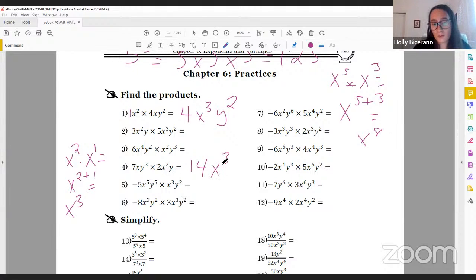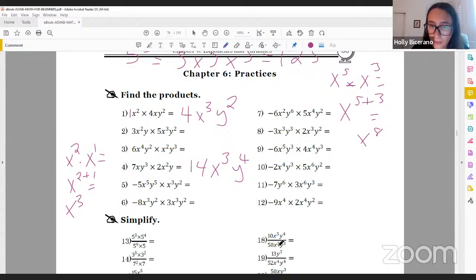Okay, and then we have y to the power of 3 times y. And you should get y to the power of 4 for that, because 3 plus 1 is 4. So you should see how we're keeping the bases the same. We're just adding the powers.